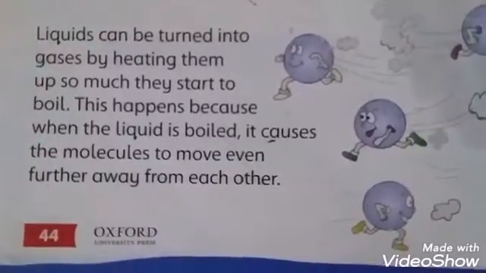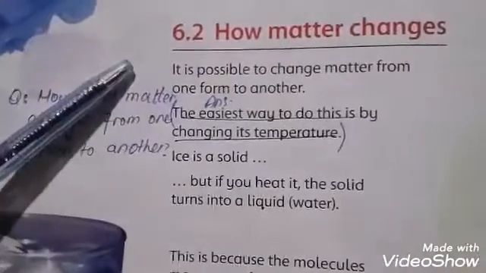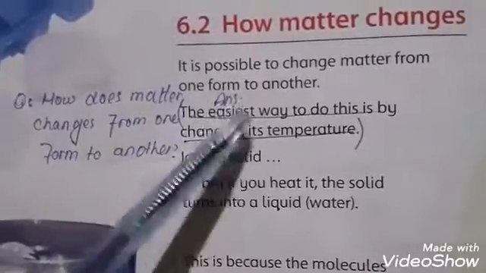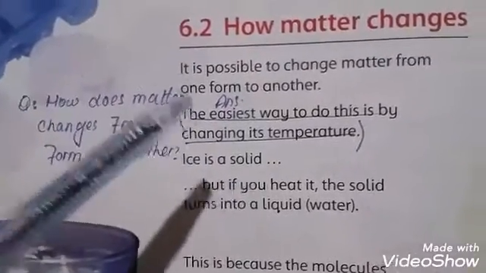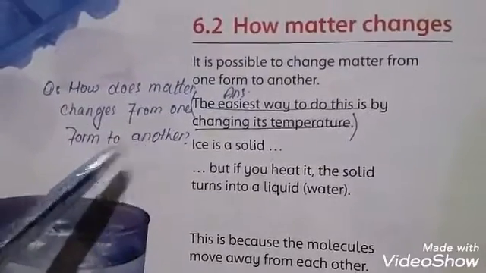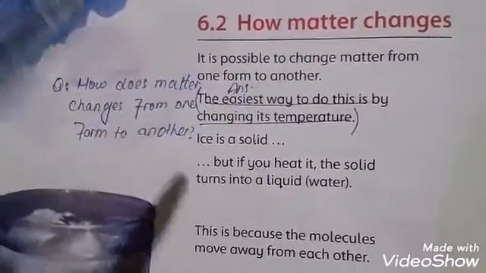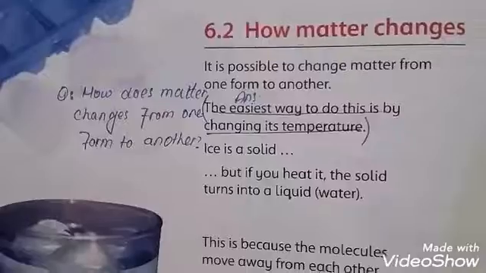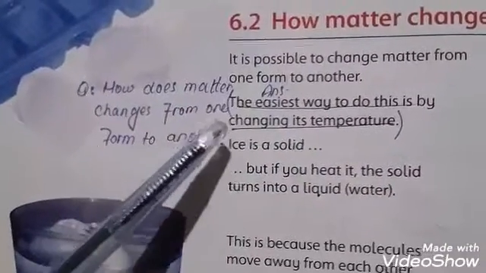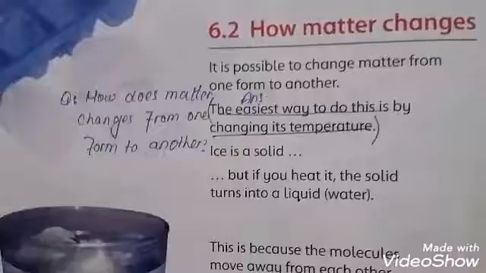Page number 44. Next topic or concept, how matter changes. It means how can matter change from one form to another form? Is it possible or not? Yes, it is possible, because the easiest way of changing the state of matter is through temperature. So the question, how does matter change from one form to another? The easiest way to do this is by changing its temperature.